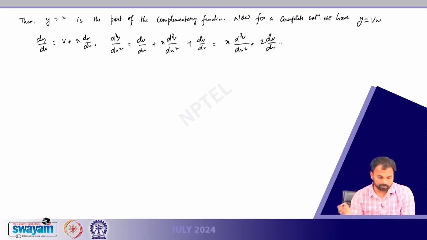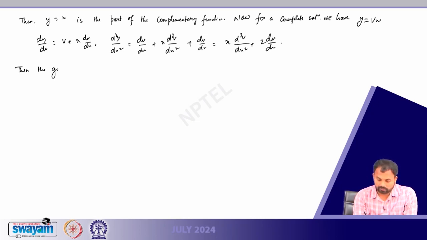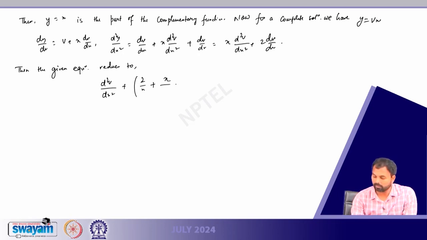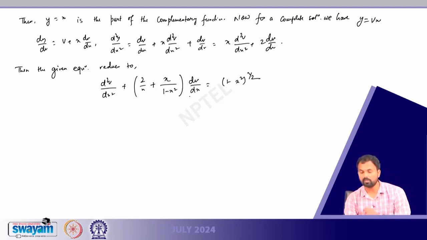Now, when we put all these values back into the equation, the given equation reduces to d squared v by dx squared plus (2 by x plus x by (1 minus x squared)) dv by dx equals (1 minus x squared) to the power half. Now we substitute dv by dx equals p, so it becomes a first order ODE, and for a first order ODE we can write down the integrating factor. From the integrating factor, we can write down the solution in terms of p, but p is our dv by dx, so again you have to integrate once. That means there will be two successive integrations.